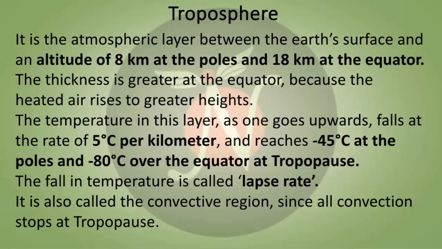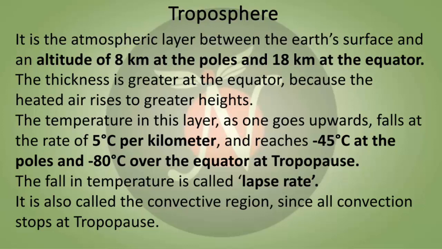First we'll study the troposphere. It is the atmospheric layer between the Earth's surface and an altitude of 8 km at the poles and 18 km at the equator. The thickness is greater at the equator because the heated air rises to greater heights. The temperature in this layer falls at the rate of 5 degrees Celsius per kilometer as one goes upwards, and reaches minus 45 at the poles and minus 80 over the tropopause. So basically the temperature falls.